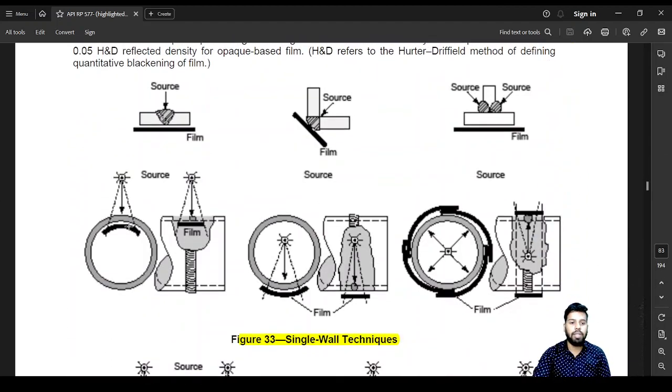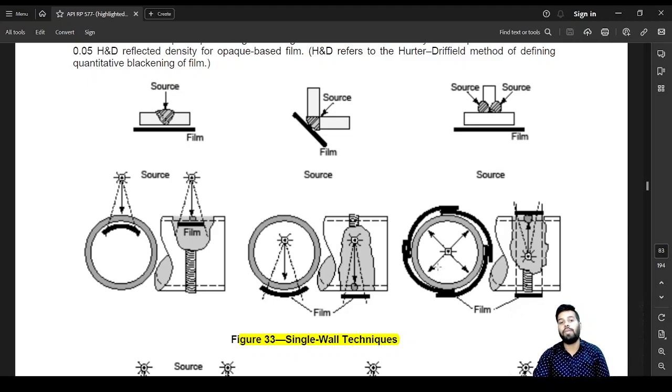This is known as single wall single image or single wall exposure, where you have the source on one side, film on the other side. This would also be considered a single wall technique because the source is inside and film is outside. This would also be a single wall technique because the source is at the center and the film is encompassing the entire 360 degree or circular section. This is known as panoramic image, but all of these are considered to be single wall techniques.